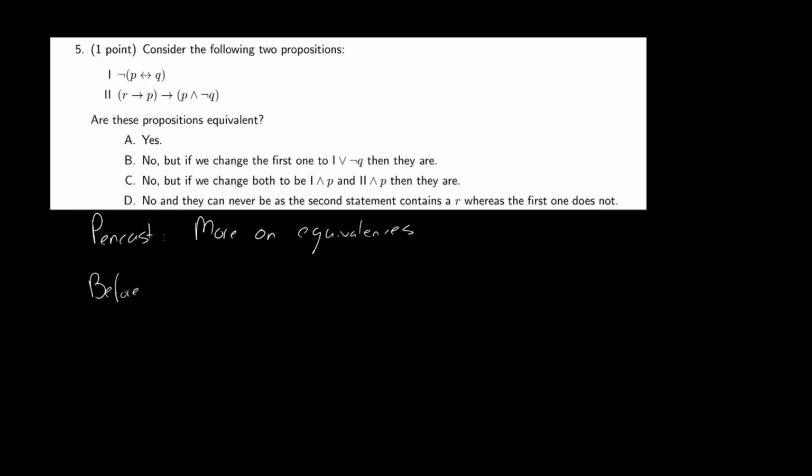So we have two propositions, and one of them seems to contain a letter that the other does not. And answer D is about this very case. It says that the two statements cannot be equivalent because the second one contains an R, whereas the first one does not contain an R. But let's think about that for a second.